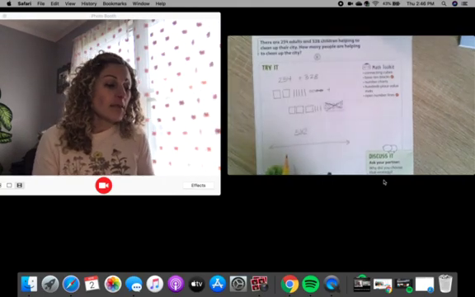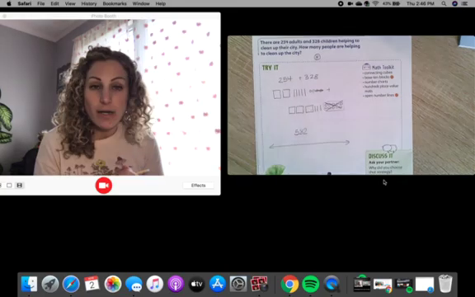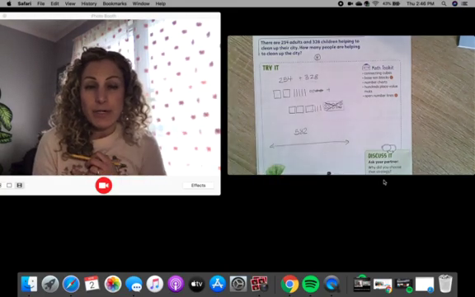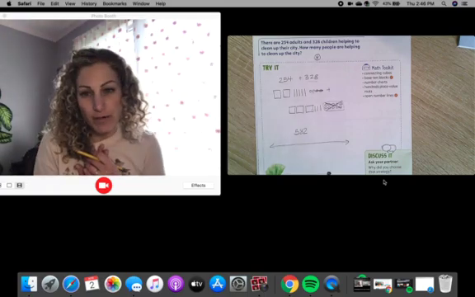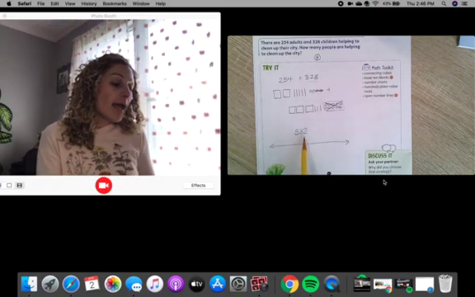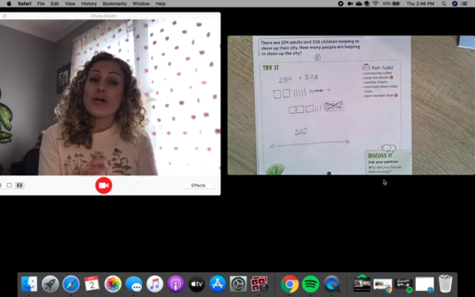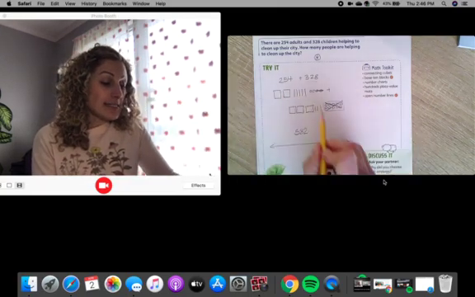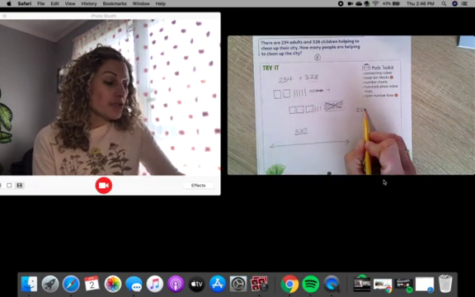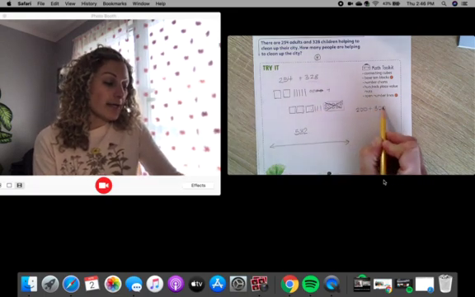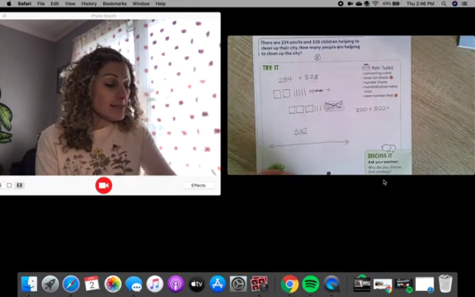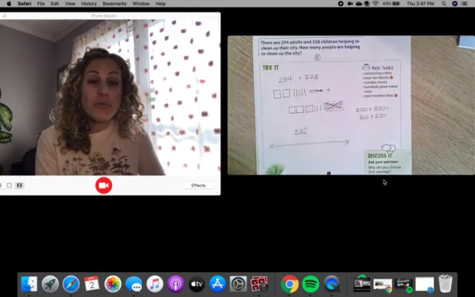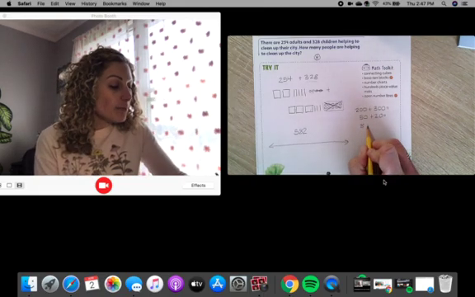Some of you love to use an open number line. Did you know you could start with the big number or the small number? Personally, I like to start with the big number. You could use an open number line. You could also add all of your hundreds together. So 200 plus 300. Then add your tens. 50 plus 20. And then add your ones. 8 plus 4.